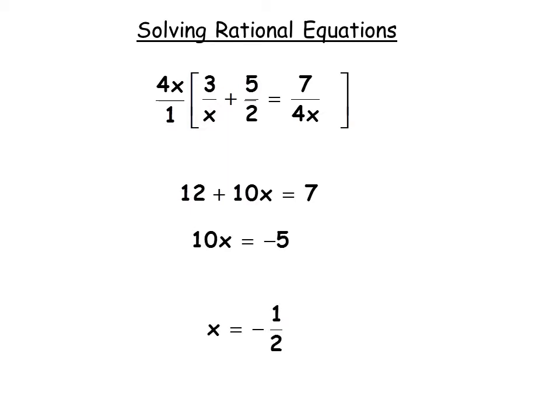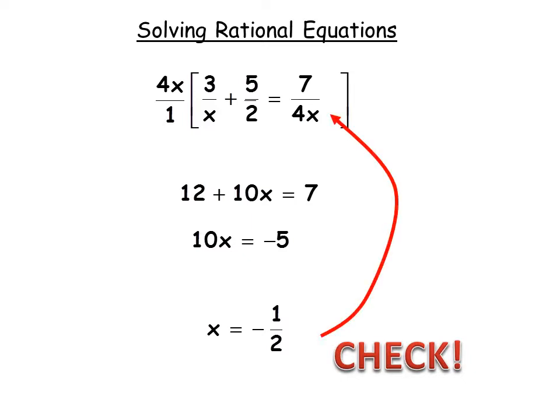The one extra step now that you need to add when you're solving rational equations is you need to check your answer to make sure that it's not extraneous. If you take a look at the original equation, x could not equal 0 or you would be dividing by 0. So you need to plug your answer back into your original equation, really checking just the denominators to make sure that it doesn't equal 0.